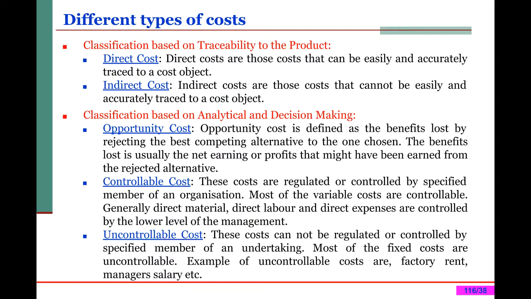Controllable cost. These costs are regulated or controlled by a specified member of an organization. Most of the variable costs are controllable. Generally, direct material, direct labor, and direct expenses are controlled by the lower level of the management.